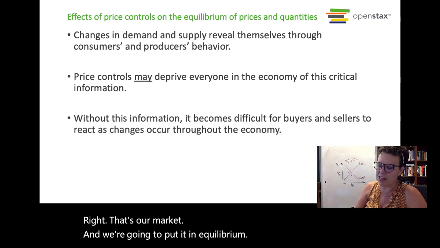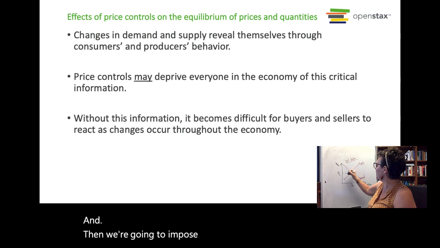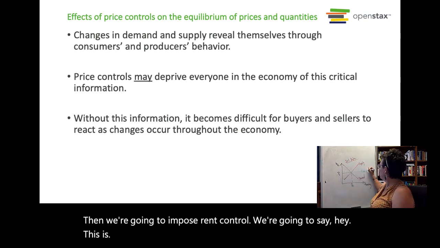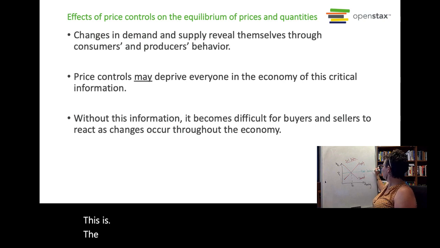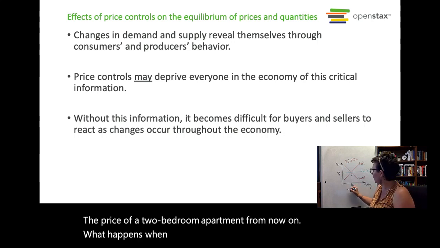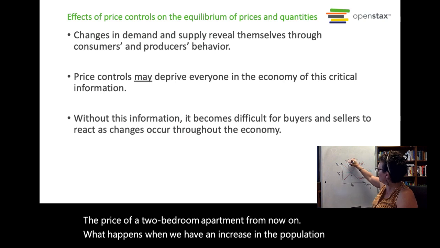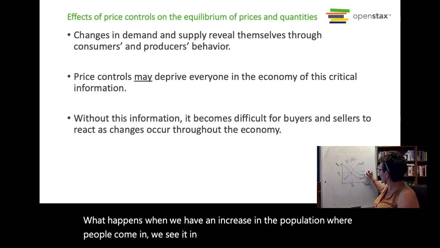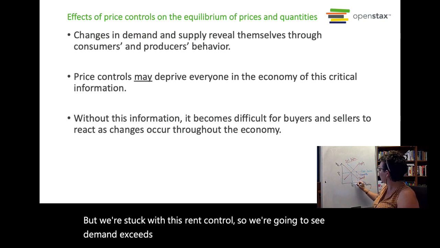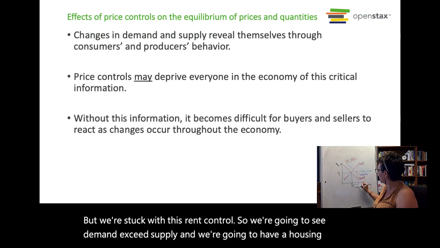And then we're going to impose rent control. We're going to say, hey, this is the price of a 2-bedroom apartment from now on. What happens when we have an increase in the population? More people come in, we see an increase in demand. But we're stuck with this rent control, so we're going to see demand exceed supply, and we're going to have a housing shortage.